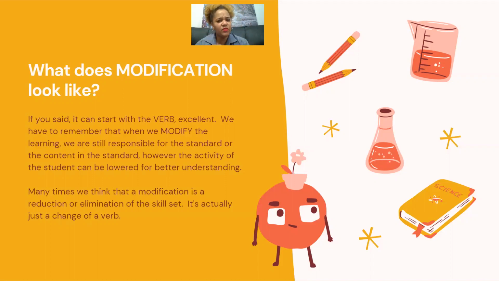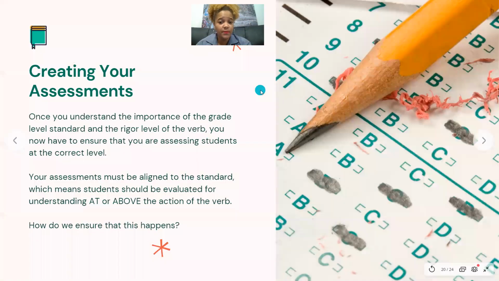I think many times we feel like modification means the elimination of work, and that is not what modification is. Modification is the ability to bring it down to a level where our students can understand it and attain there. They still are supposed to hit mastery with that skill, but maybe just not at a harder level or harder action than others. Modification comes from the verb first. It's just the changing of a verb.